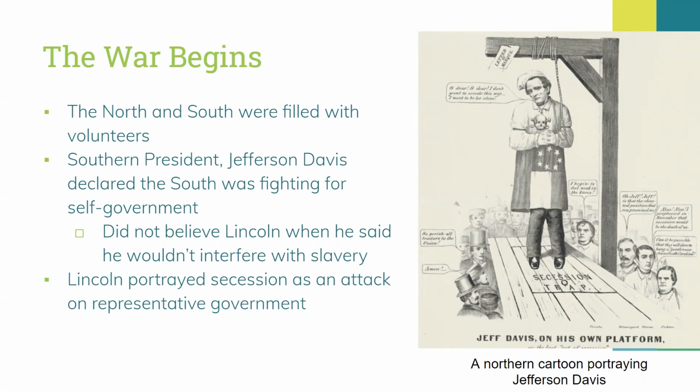Lincoln, in turn, said that secession was an attack on representative government, and that it was going against the Constitution. And so, throughout the war, Lincoln is going to claim that the South and its secession is illegal. They're going to claim that these people are in rebellion, but never claim or acknowledge that they are a separate country.